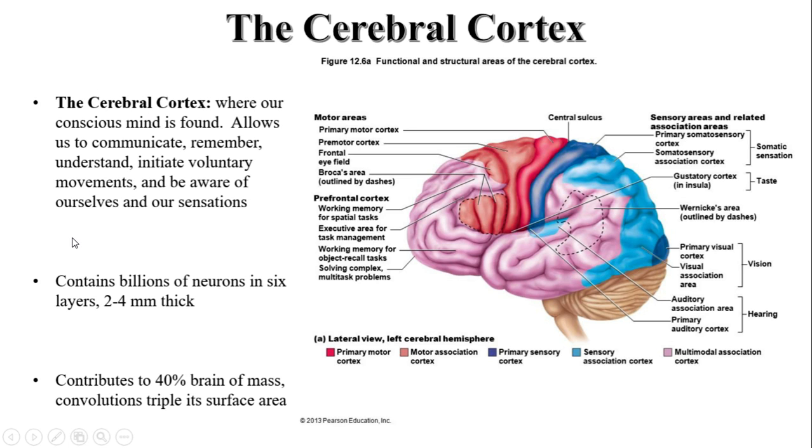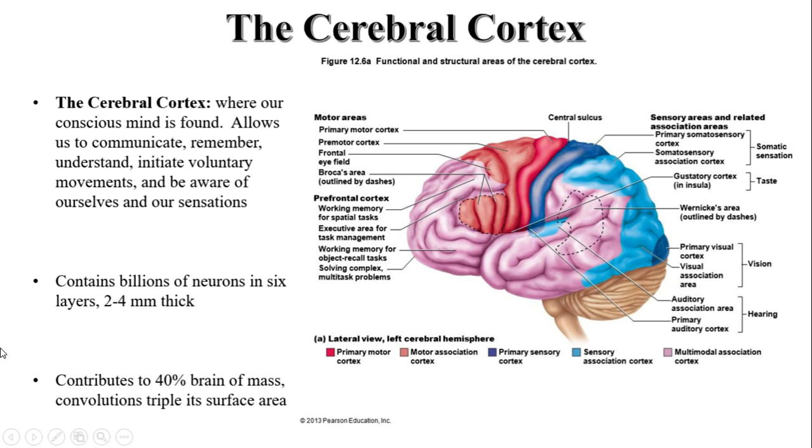The cerebral cortex is the next thing we're going to discuss, in which this area has a high function. This is where our conscious mind is found. It allows us to communicate, remember, understand, initiate voluntary movements, and be aware of ourselves and our sensations. So this higher kind of thinking is the function of the cerebral cortex.